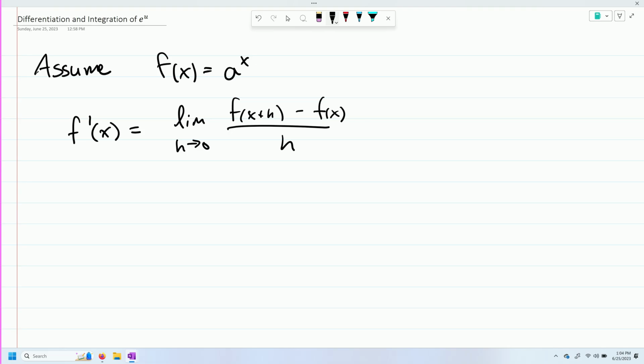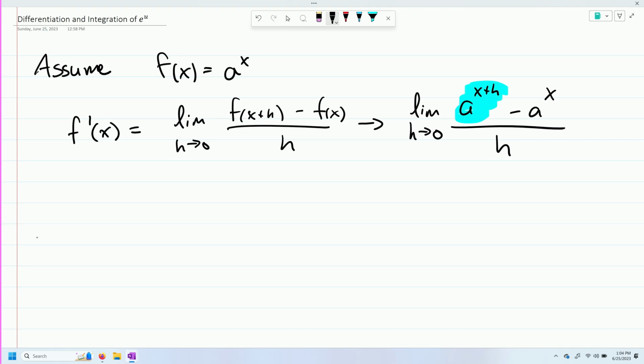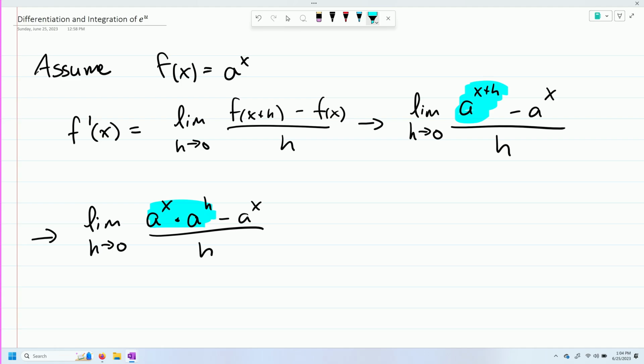But anyways, so because our function is a to the x, we're just going to write the limit as h approaches 0 of a to the x plus h minus a to the x all over h. Now, right here, we can rewrite this as the limit as h goes to 0 of a to the x times a to the h minus a to the x all over h. What I did right here, that's just your product rule of exponents. I just rewrote it in a different way.